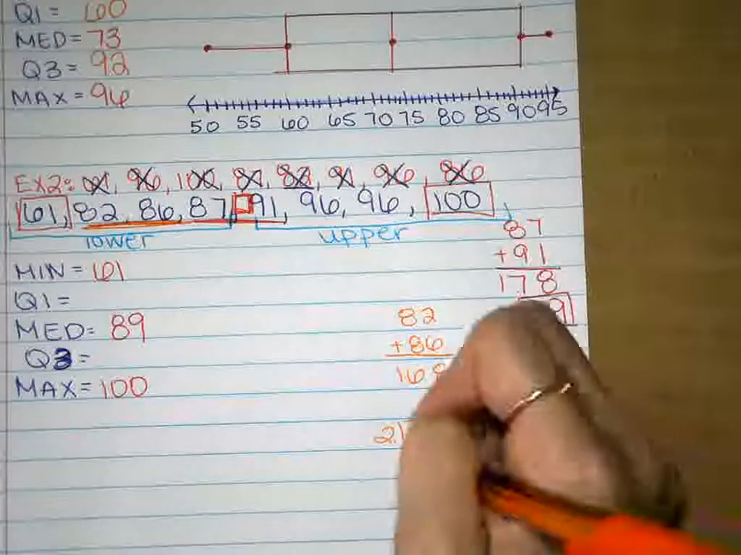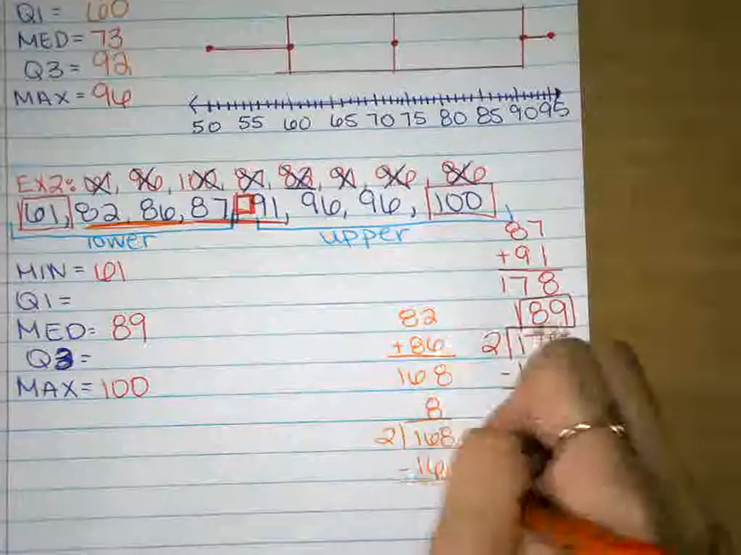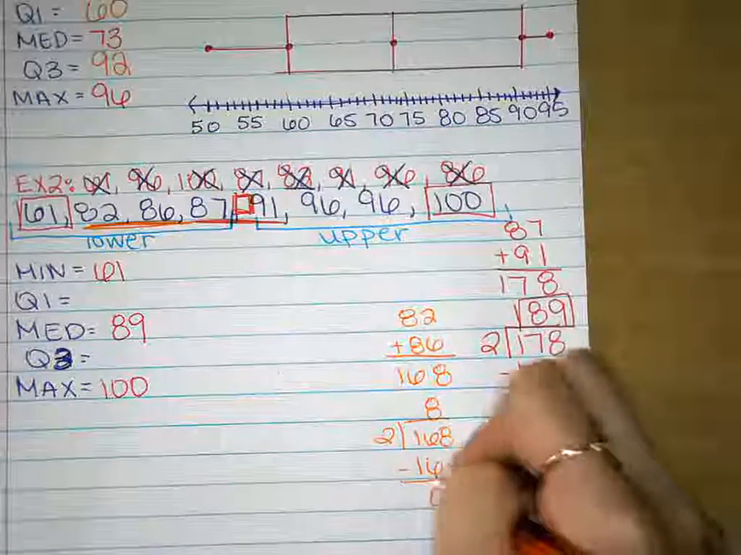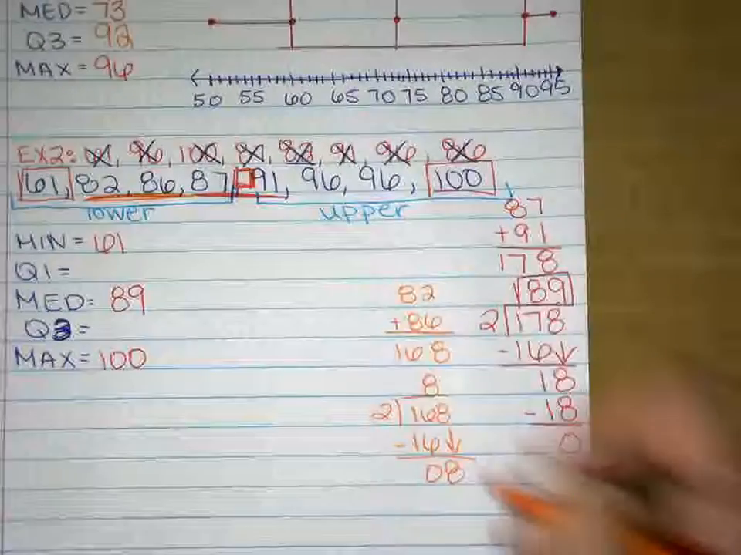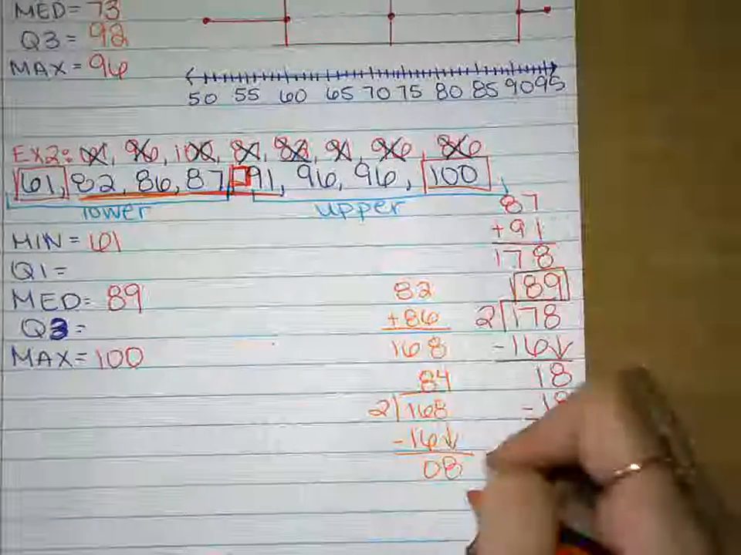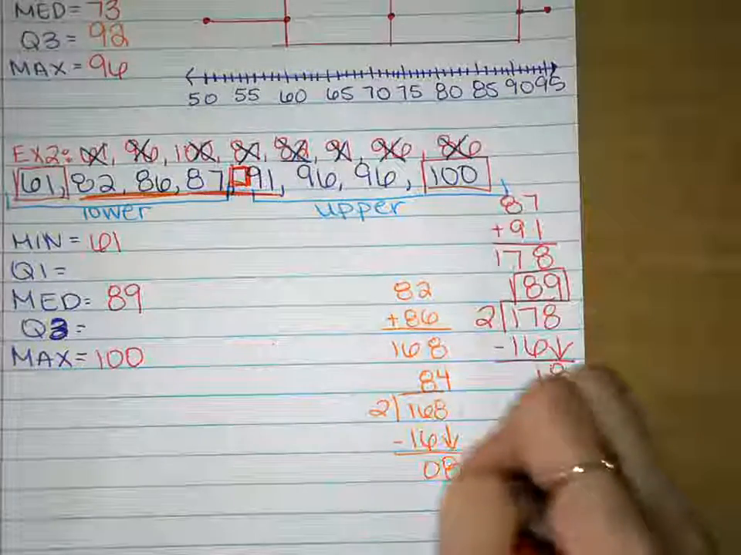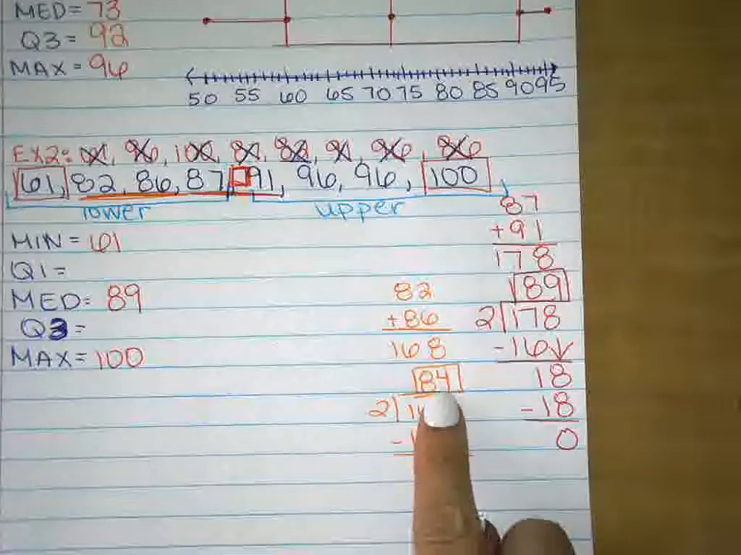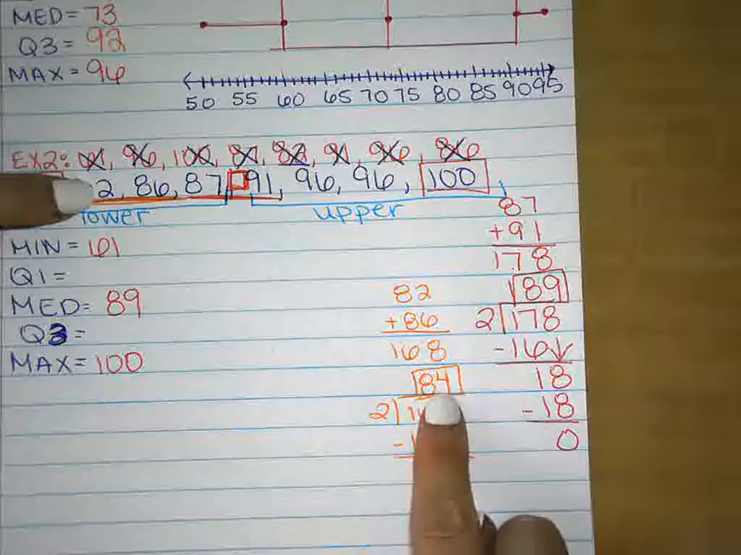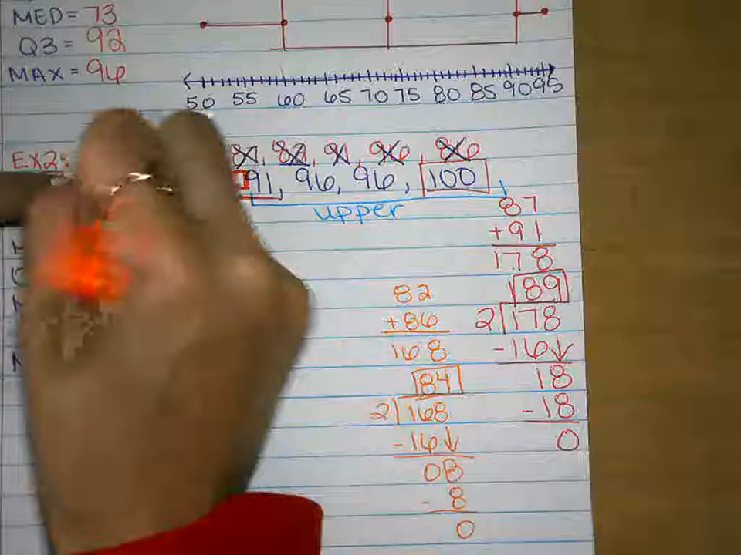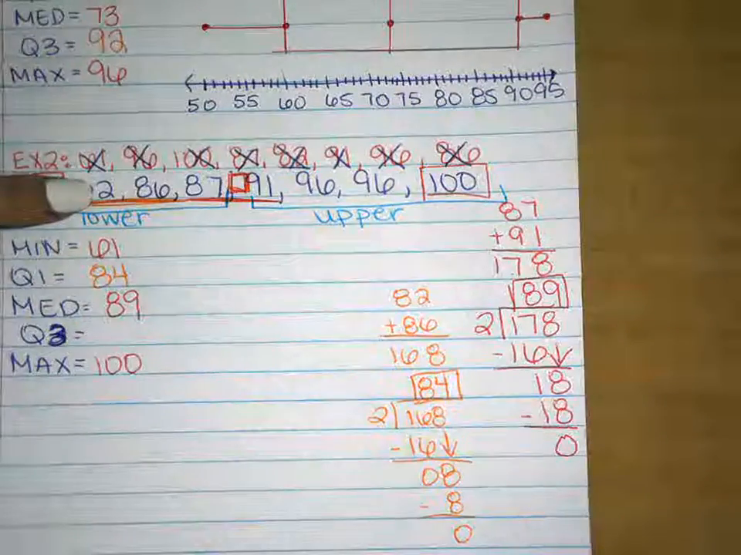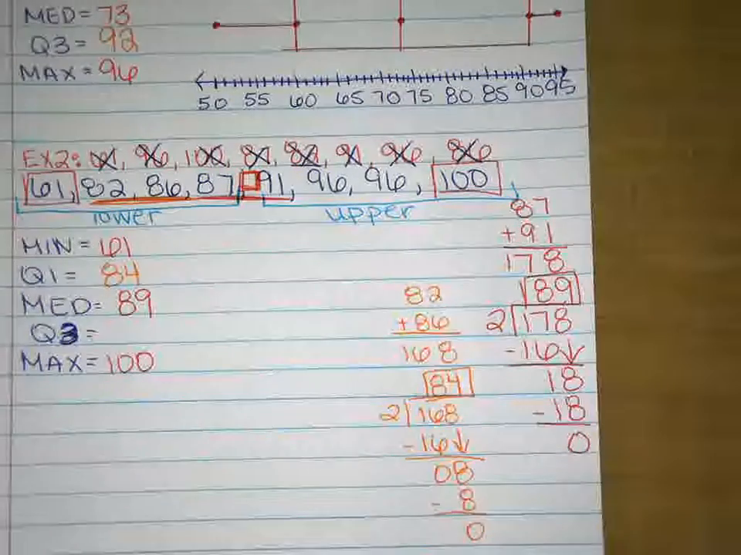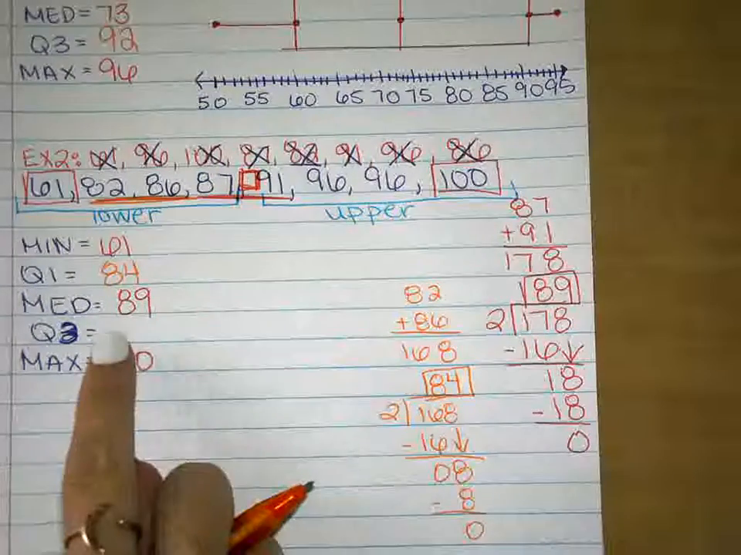2 goes into 16 8 times. 8 times 2 is 16. 16 minus 16 is 0. Bring down the 8. 2 goes into 8 4 times. 4 times 2 is 8. And 8 minus 8 is 0. Which means my median of the lower set is 84. Which means my quartile 1 is 84. Hopefully we all remember how to do that median part.